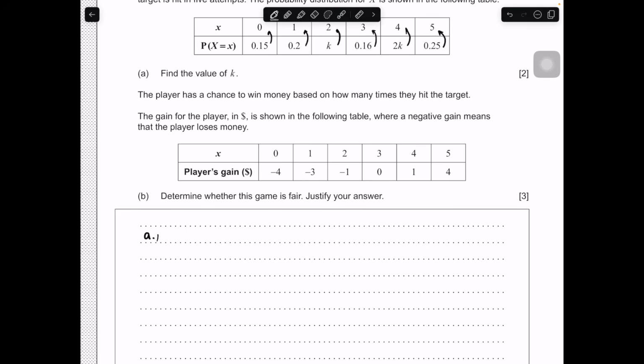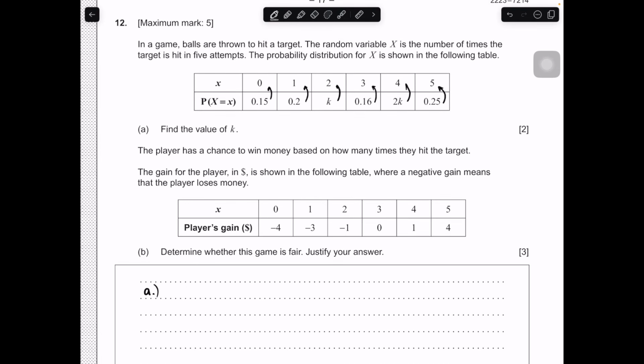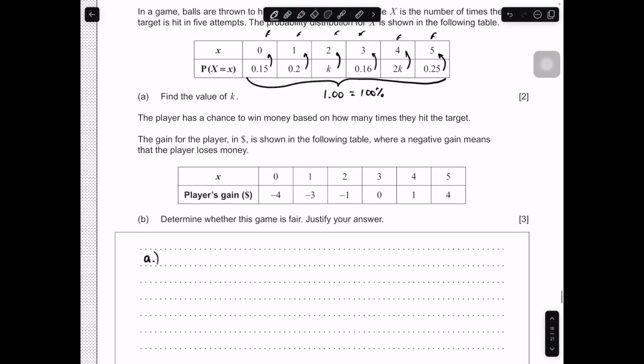So what do we know? We know that the total sum of all probabilities has to equal 1. That is to say, one of these things has to happen. We're going to hit 0 targets, 1 target, 2, 3, 4, or 5 targets. These are the only things that can happen. If we sum up the probability of all of these discrete events, knowing that one of them has to happen, it should equal 100%, or just a value of 1.